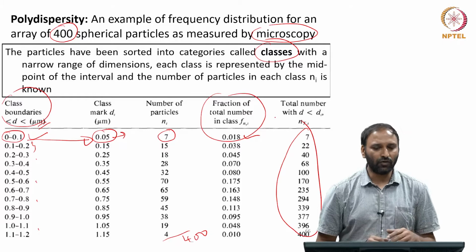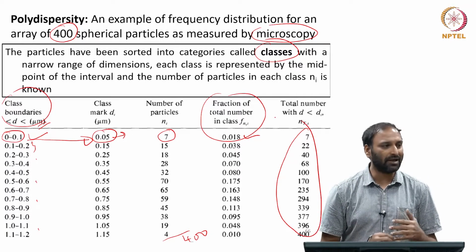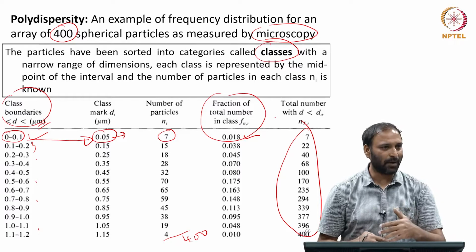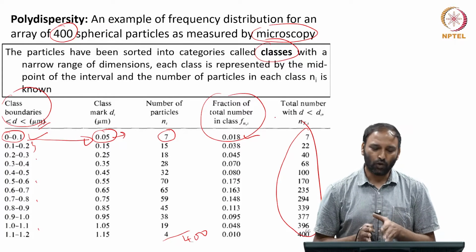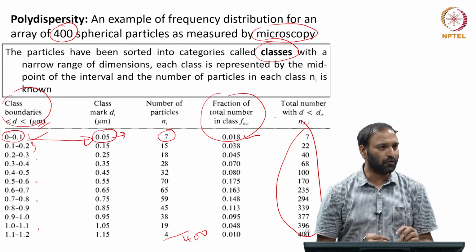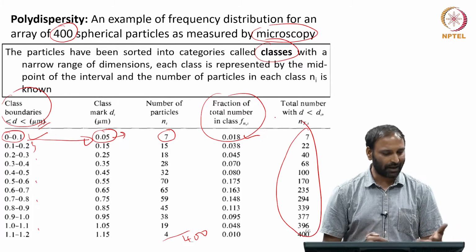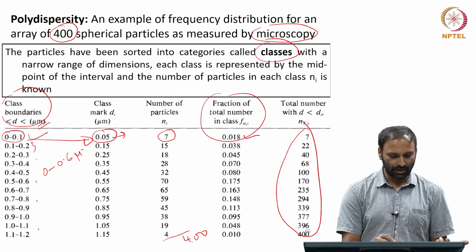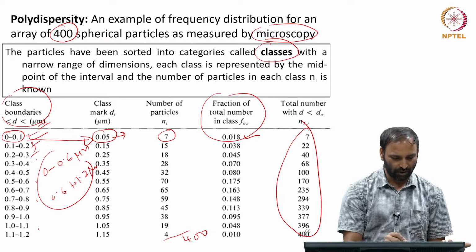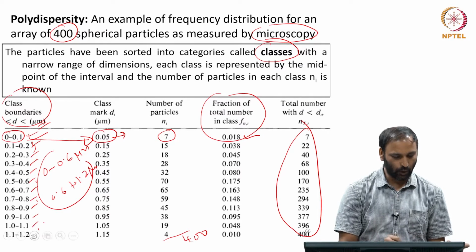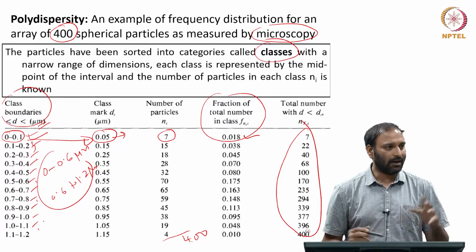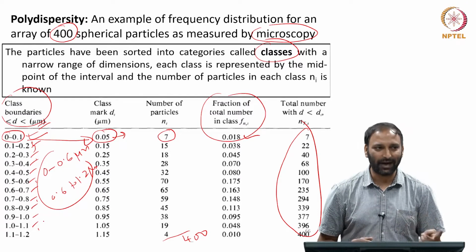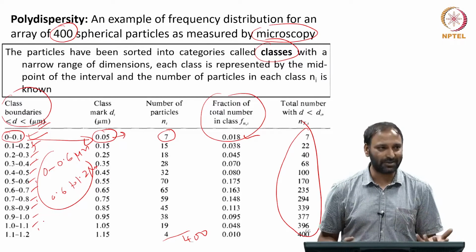Now you will always have a question as to how many classes I should divide the entire particle size distribution into. You should not go for too few classes. For example, I can't have 2 classes. I can't say, look, I want to go from 0 to 0.6 micrometer as one class, and then 0.6 to 1.2 micrometer. Here you have 12 classes, but I can't say I'll only take 2 classes, right?